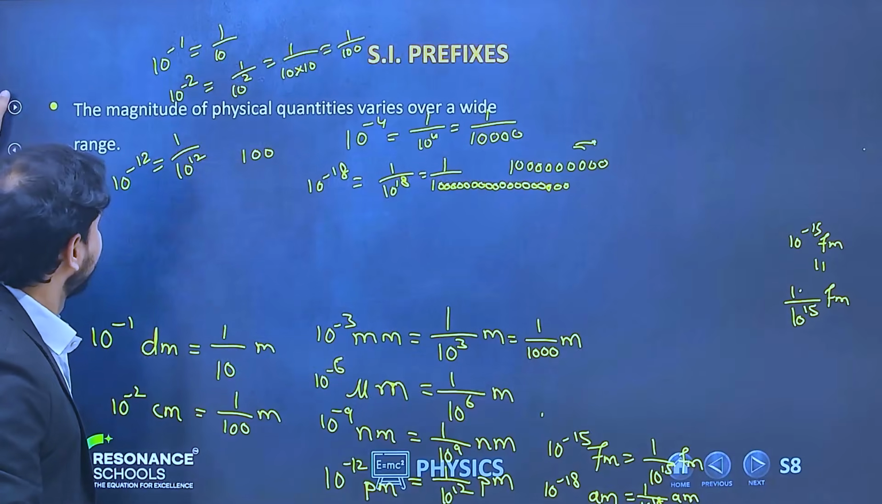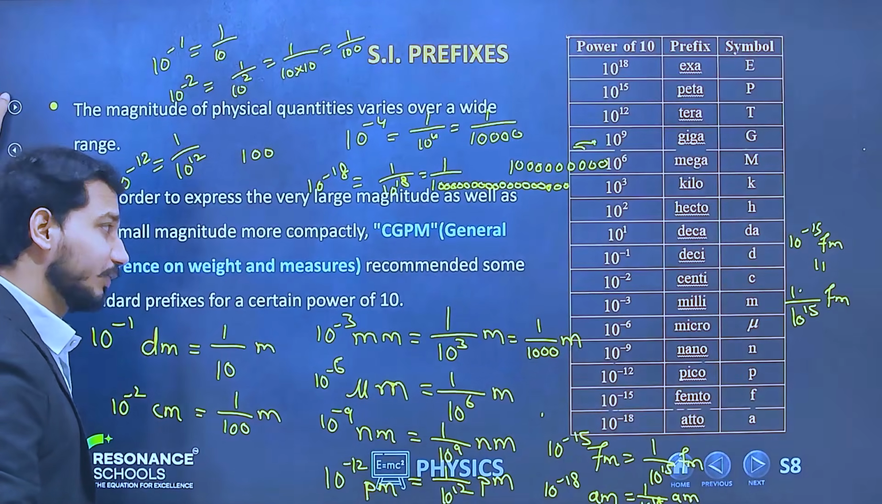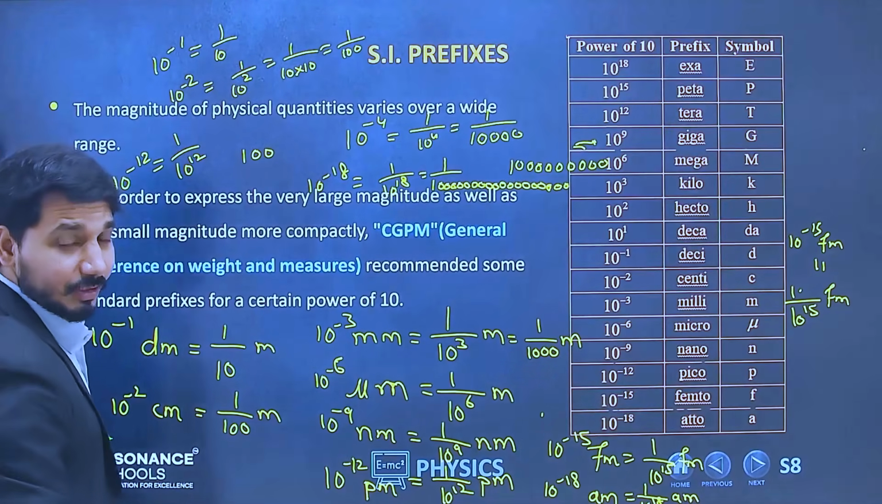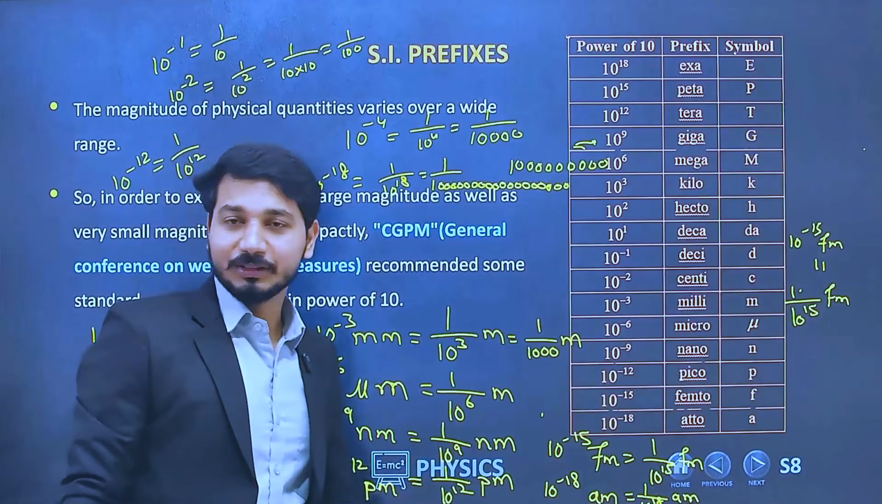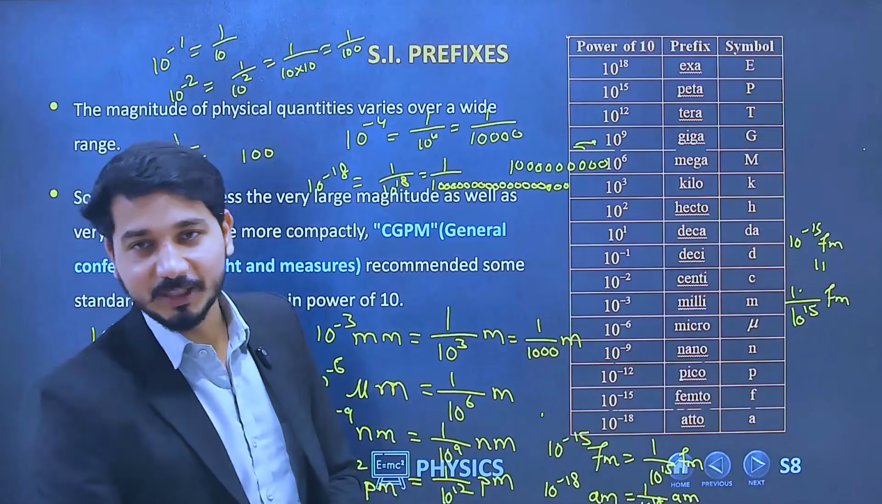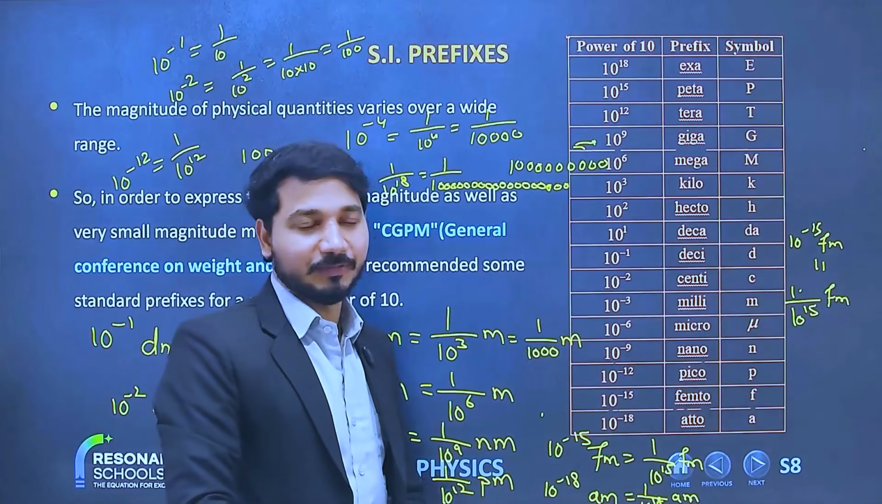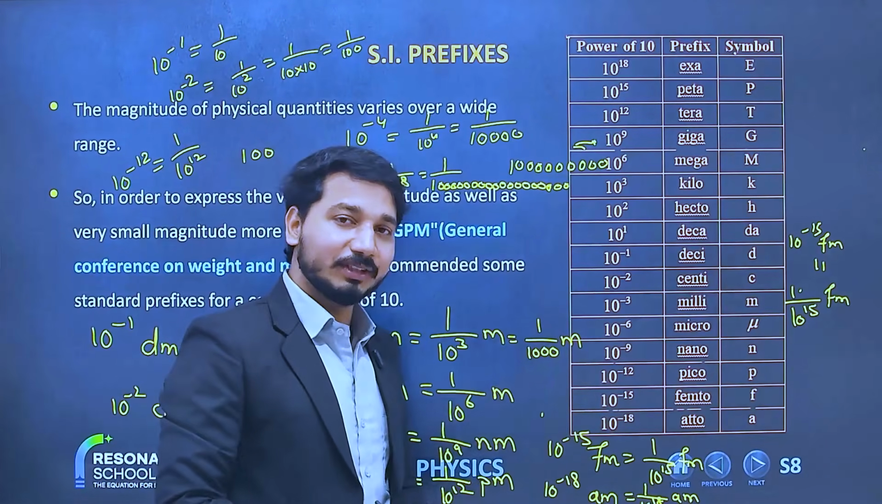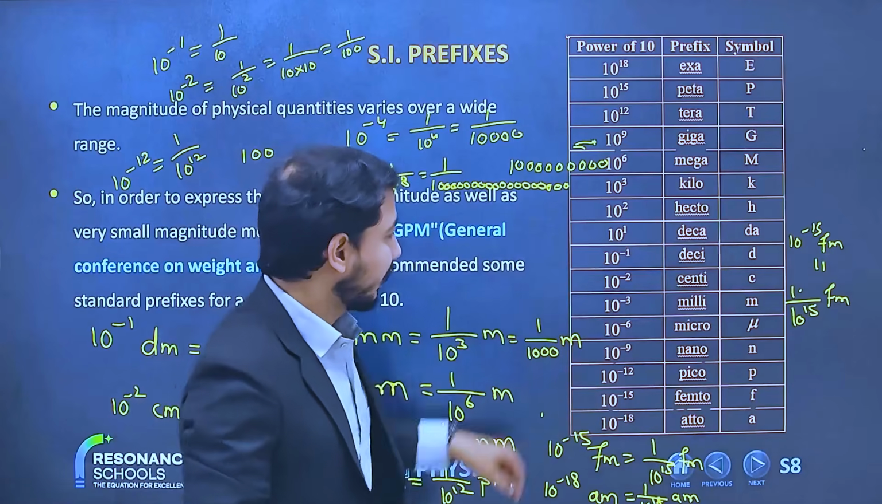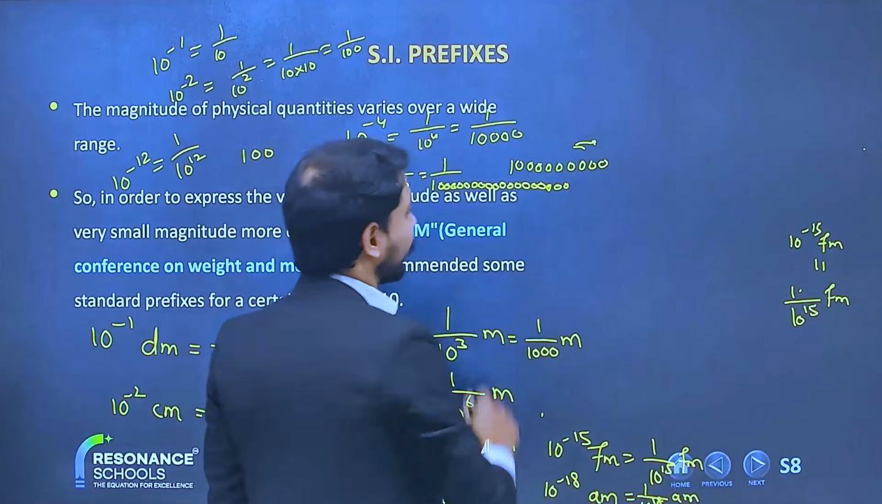Now next, SI prefixes. We had discussed the SI prefixes, right? And for the past 3-4 days, we are doing the same thing: these SI prefixes and numericals based on them. So for the SI prefixes, you can see, this is the border line. Here is the border line.